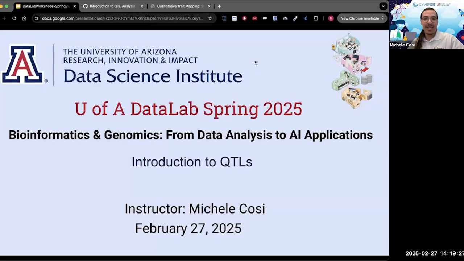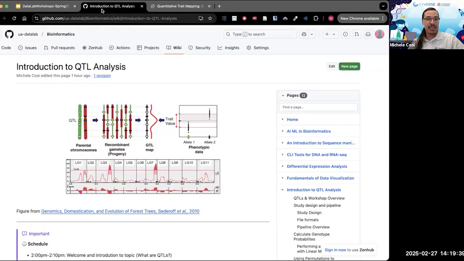But with that, today is about introducing you to QTLs and QTL analysis. To keep things short and snappy, I do need to mention that today's material is something that I haven't created myself. However, I have tried to summarize as much as I can what the general pipeline for QTL analysis is. And I'm going to talk a little bit about the entirety of today's material in just a second.